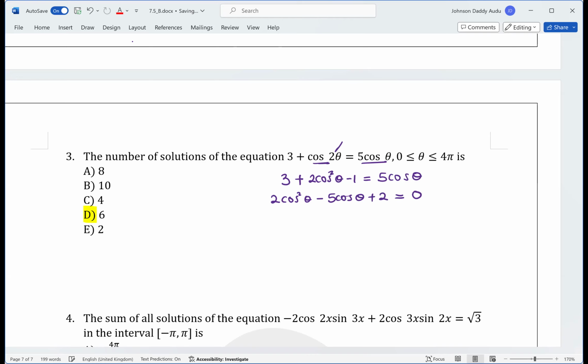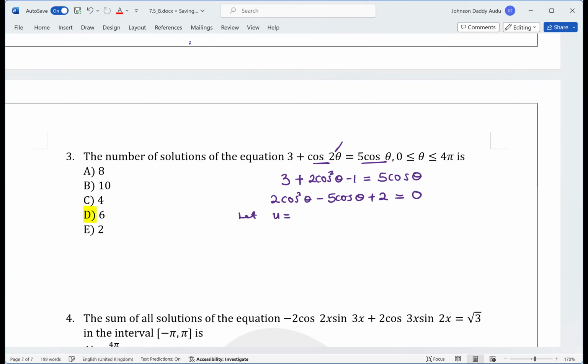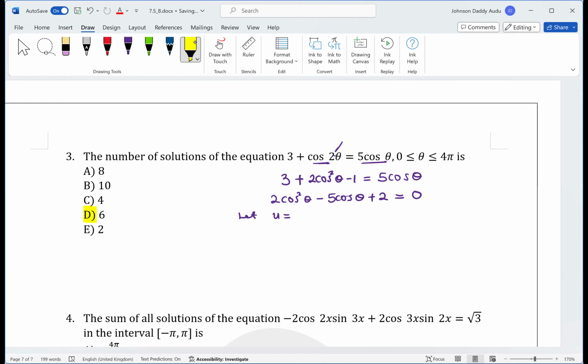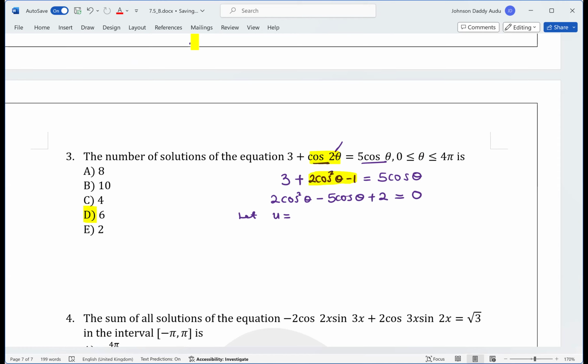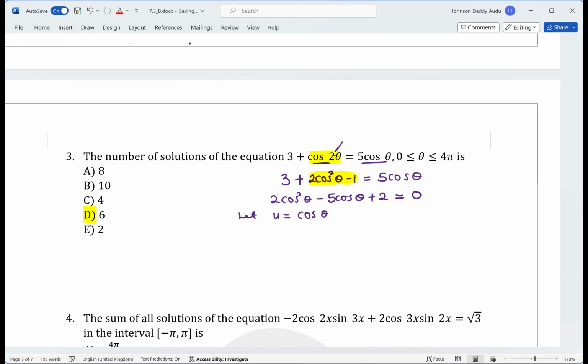Yep. Now we can let u to be, okay, so this is what we did here. Let me just mark it here. It's just to use an identity, right? And these are the same. All right, so u equals cosine theta. So you have 2u squared minus what? 5u plus 2 equals 0.